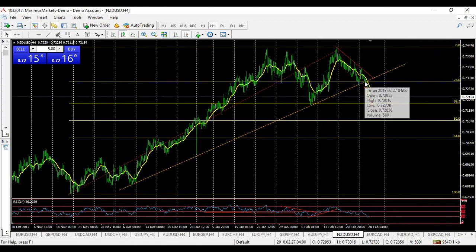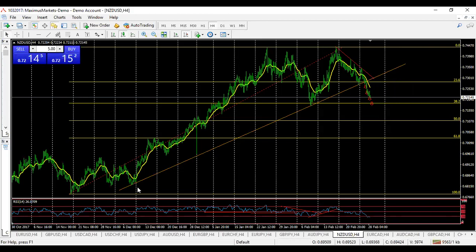But fortunately for us, it closes below, because the buy wouldn't have gone far. It was just some pips. Fortunately for us, it closes below, and that opens the way. Since this trend line is broken, it opens the way for this downward trend.